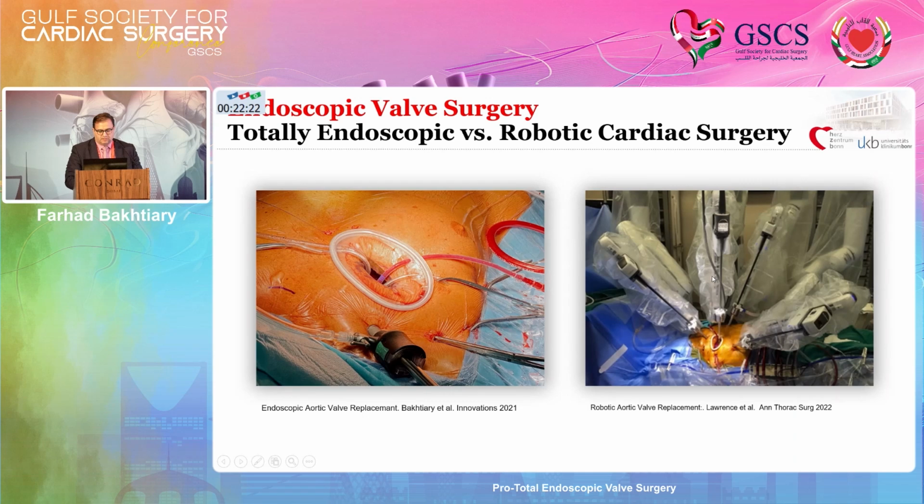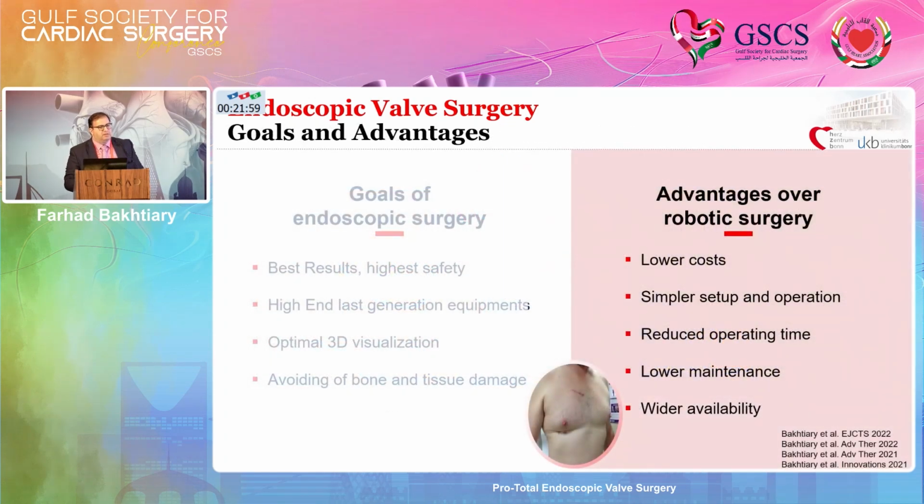And on the right side, you see a robotic aortic valve replacement. I tried to count the incisions which the patient got for this operation. You have 4 arms. The camera is going through the work incision, and it is very crowded, and at first view it is very complicated. So I think the setup is very simple for the endoscopic approach, and all the other advantages like lower cost, simple setup, reduced operative time, lower maintenance and wider availability I'm going to show in the next slides.